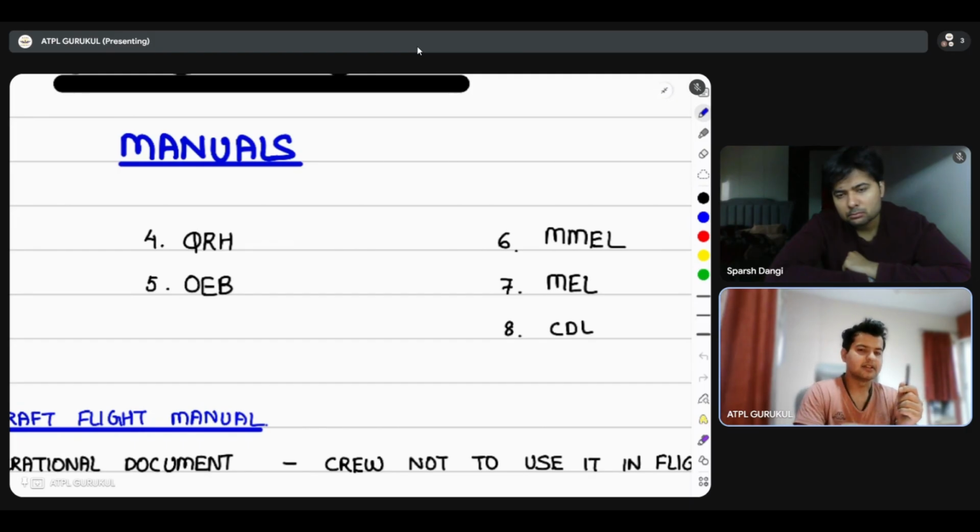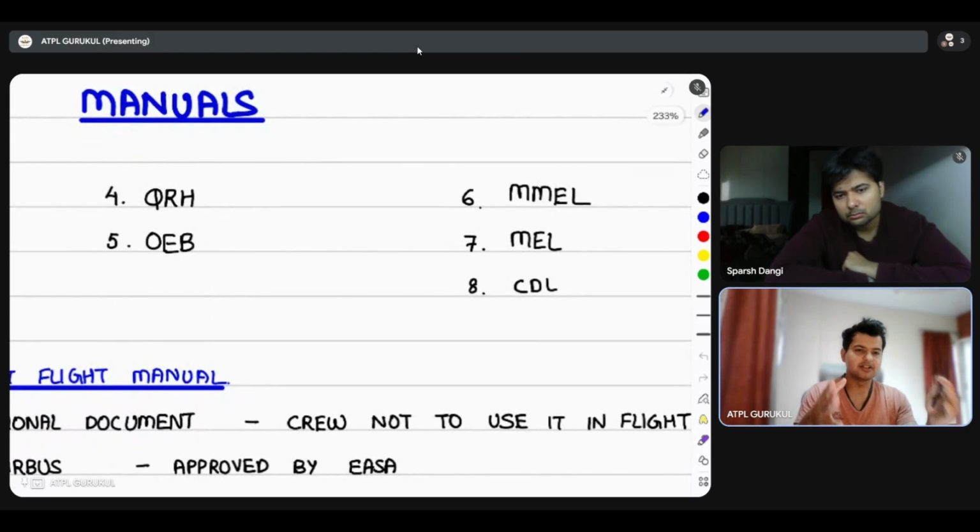In such cases, you can have another set of procedures which overrides the ECAM procedure, the procedure which is displayed on the screen to you. Those particular procedures are known as operations engineering bulletins.